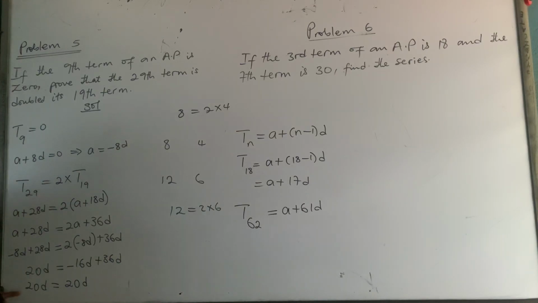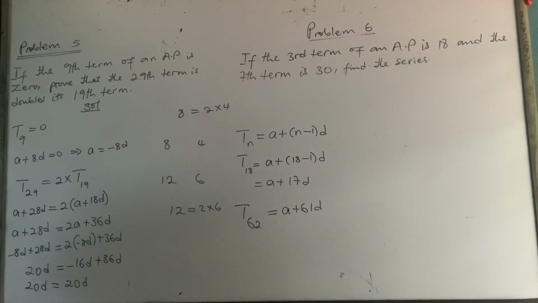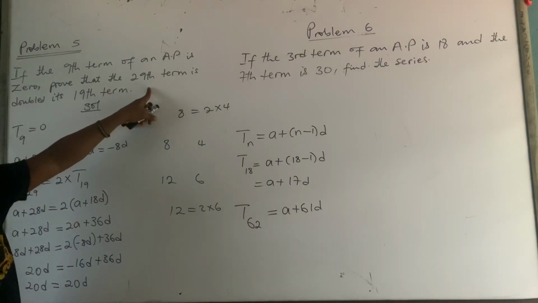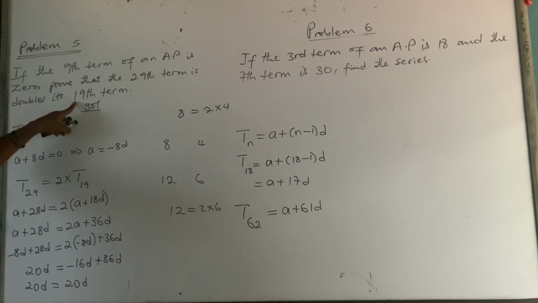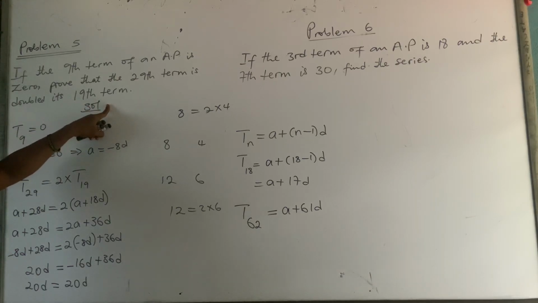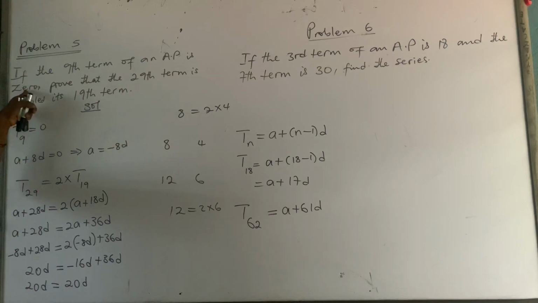So we can see that the two sides are equal. We have 20D on the left hand side. We have 20D on the right hand side. So we've shown that the 29th term of a particular sequence is double its 19th term, owing to the fact that the 9th term of that AP is 0.